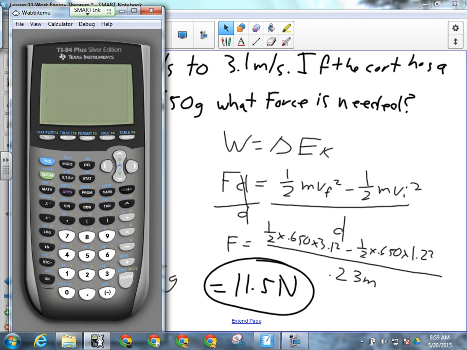Okay, when we're plugging that into our calculator, we do have to be careful that we're doing one step at a time, and kind of obeying order of operations and all that good stuff. So 0.5 times 0.650 times 3.1 squared. All right, so that's the first part. Now I got to subtract the initial kinetic energy, 0.5 times 0.650 times 1.2 squared. All right, so that's the top divided by 0.23 is 11.5 newtons.